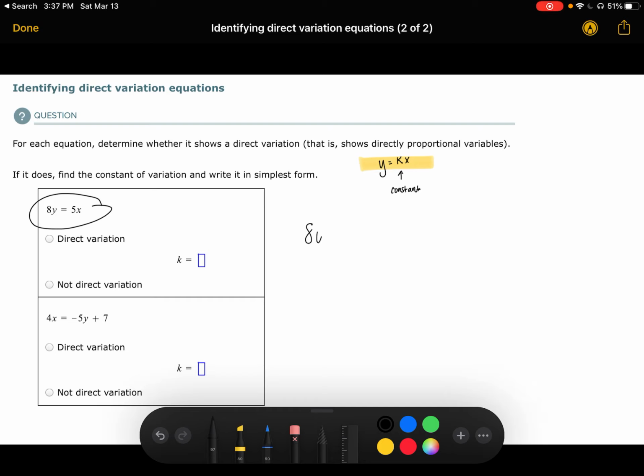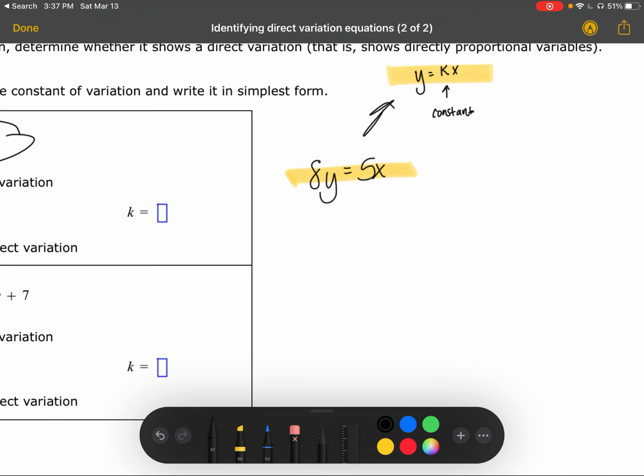You have 8y equals 5x. You can look at this and say, well, it's not exactly in this format, right? There's a number in front of the y, and then you have 5x. It's not necessarily what form is it in now, but can it be put into the form that you're looking at? So you're going to have to do a little bit of moving around. So essentially, you need to solve for y. Can you solve for y? And then after you solve for y, will it be in this format?